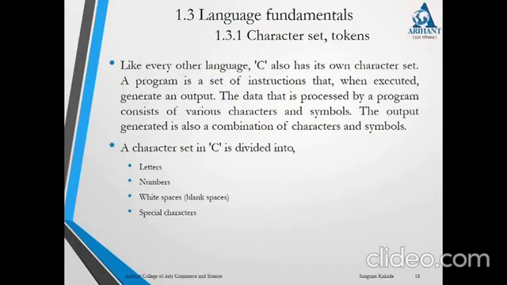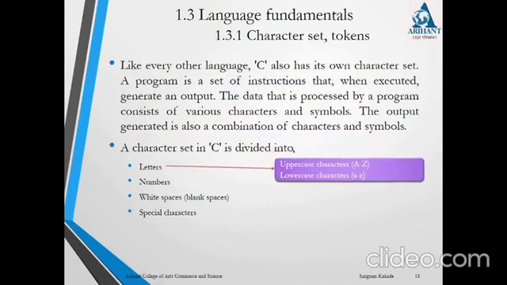So let's see what's there in the letters. As we know, there are 26 letters in the English language. So it includes both the uppercase characters from capital A to capital Z, and lowercase characters from small a to small z. It includes the numbers, or the combination of digits from 0 to 9. So all the digits from 0 to 9 you can use in your programming.